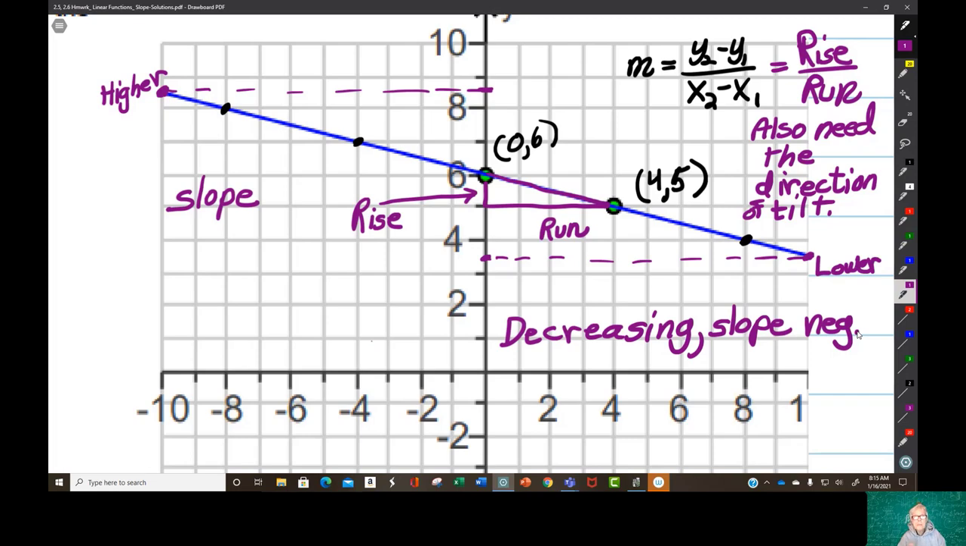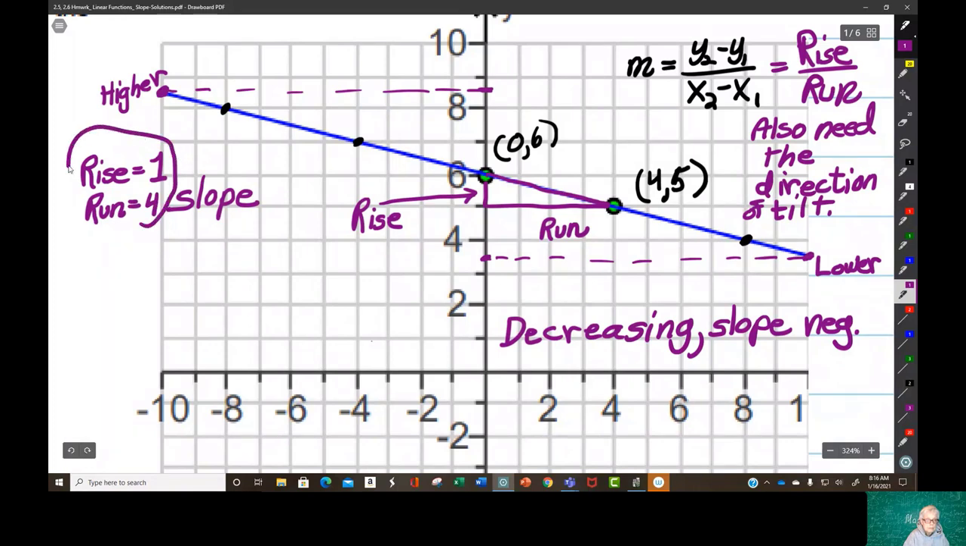Okay, so now I'm going to measure the rise and measure the run. The rise is just one, goes from 5 to 6 or 6 to 5, depending on how you look at it. All right, the rise equals 1. The run, on the other hand, is 1, 2, 3, 4 units long. Which means the slope is going to equal 1/4, sort of.